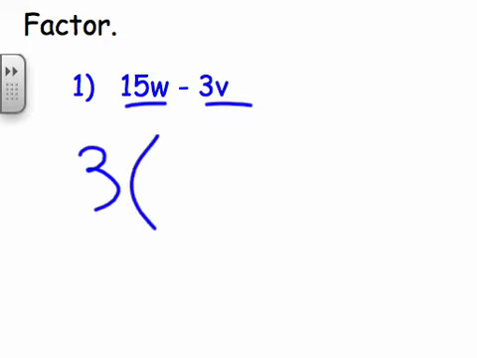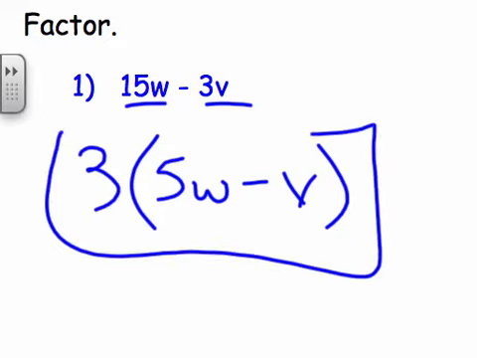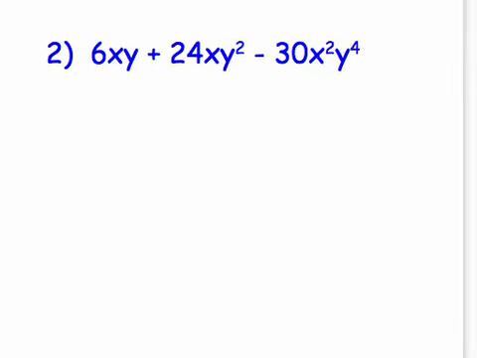Well, so I'm going to divide each term by 3. So 15w divided by 3 leaves me with 5w, minus 3v divided by 3. Well, 3 divided by 3 is 1. I don't need to write that. And I'm still left with a v. And there's my answer. I factored out a 3. I factored out its GCF. So basically you just want to see what you can pull out of each term.